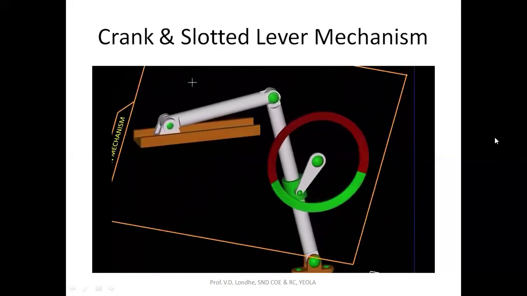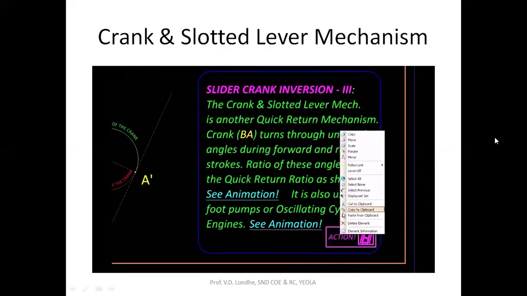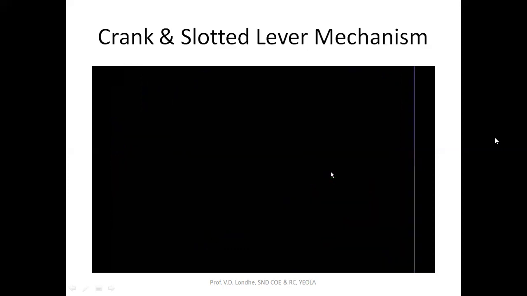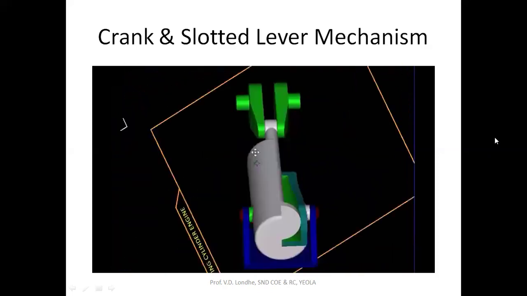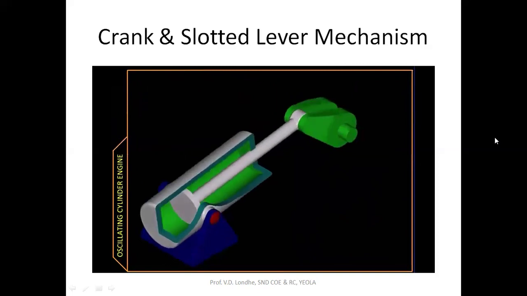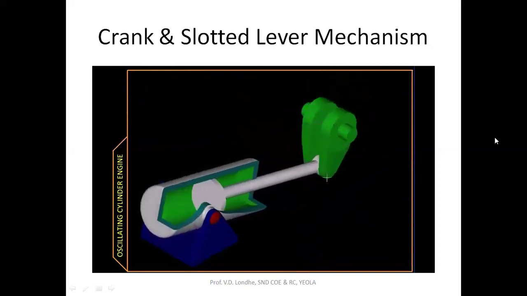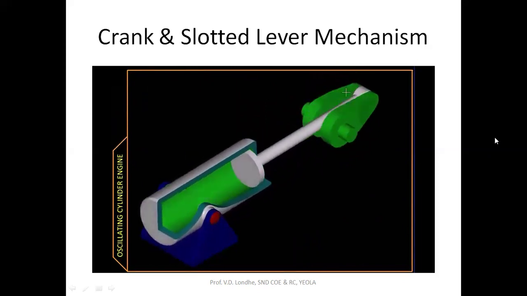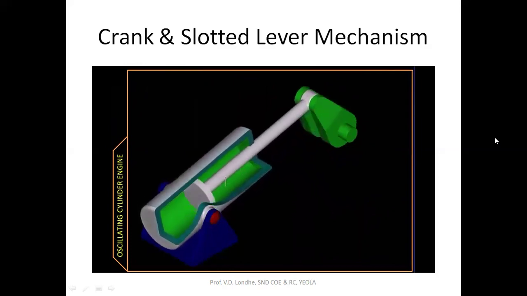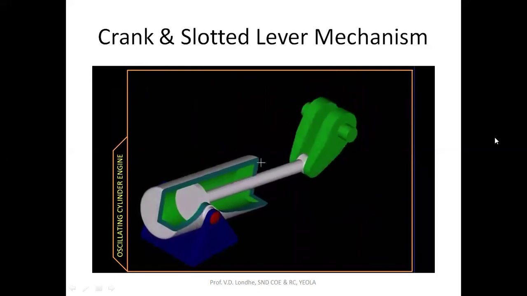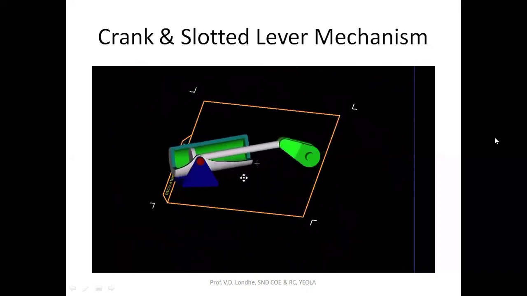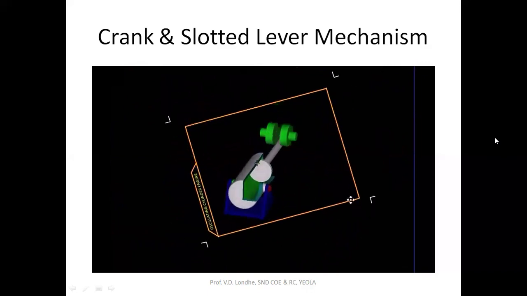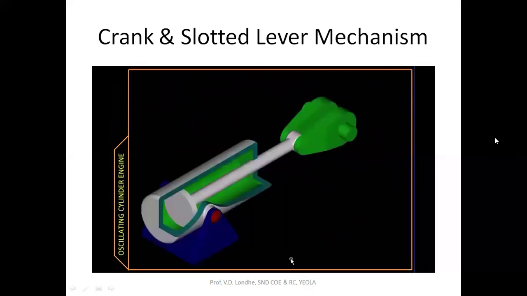Let us now go to another manifestation. So we will follow the other link. And that takes us here. So over here, we have what is called an oscillating cylinder engine. Here we have the crank, a fully rotating crank, that's our input. Attached to that is the piston. And the piston is moving back and forth in a cylinder, which is free to oscillate. This is used in foot pumps, as well as oscillating cylinder engines. So these are some of the practical applications of slider cranks in version number 3.